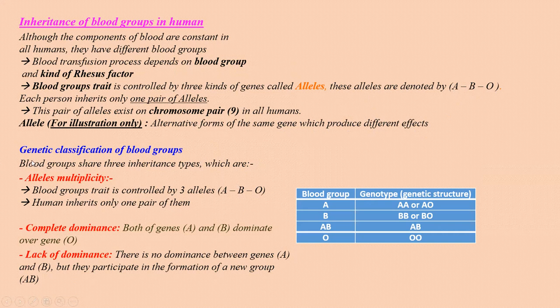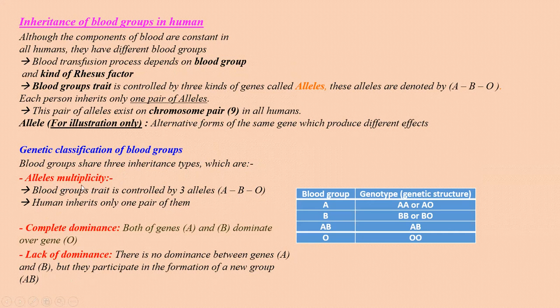Let's see the genetic classification of blood groups. Blood groups share 3 inheritance types. They found that for the blood group to be inherited, it might form multiple alleles, it might form complete dominancy and lack of dominancy. So 3 types appear in blood groups.